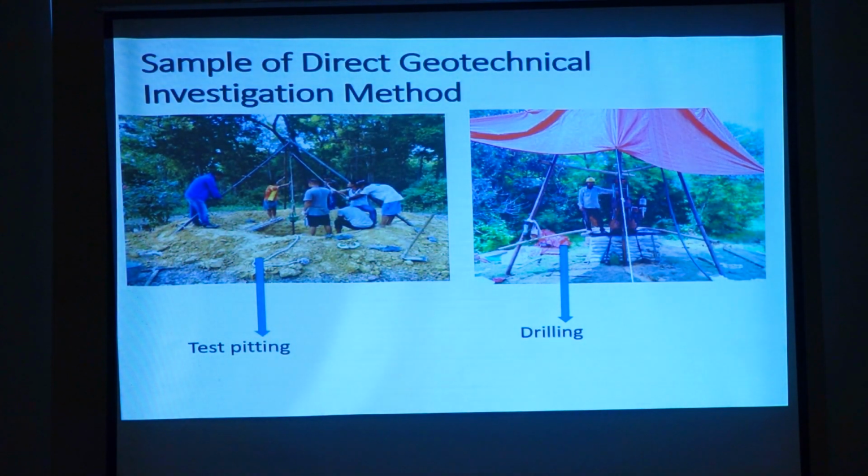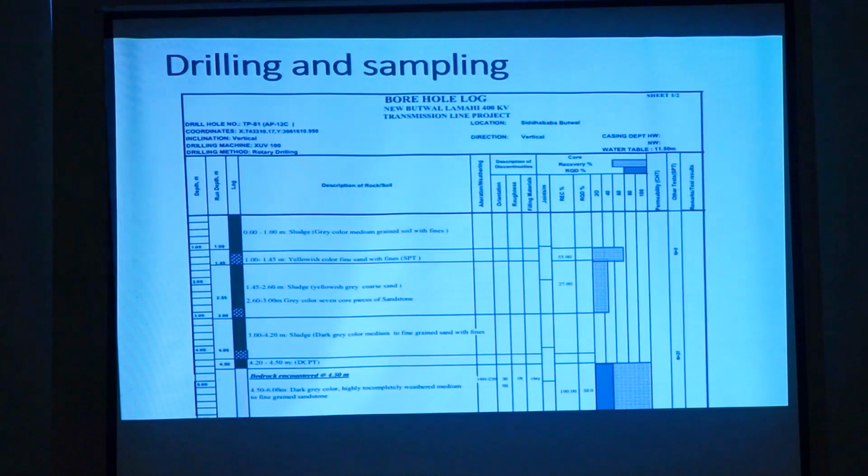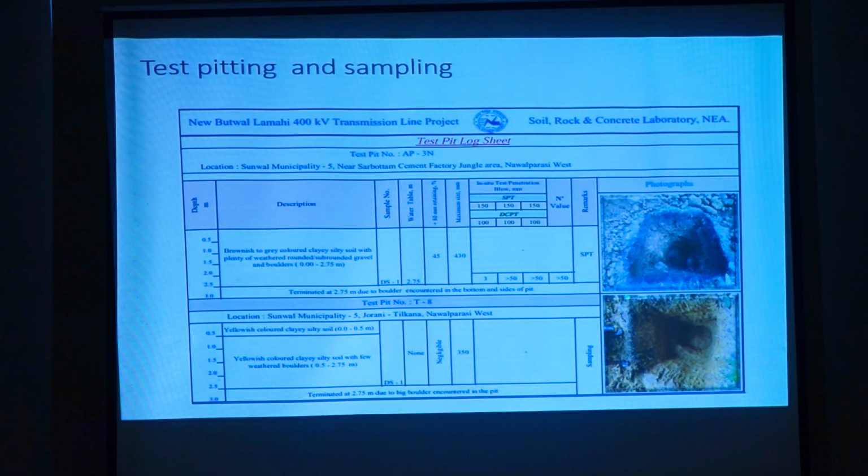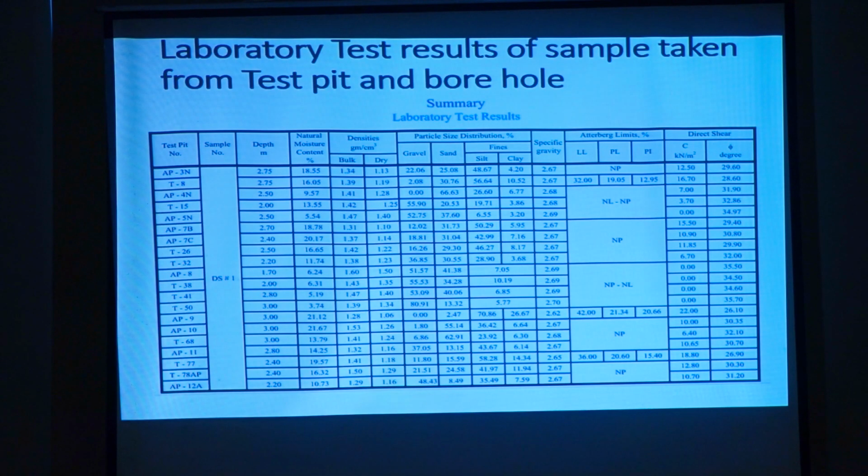This is just an example of the test pitting and drilling direct methodology. This is a sample of drilling and sampling. There is the SPT, and I have taken samples from this SPT test. This is a test pit sample, and I have taken soil samples by this method also. This is the format of our laboratory test: depth, natural moisture content, dry density, wet density, particle size analysis, specific gravity, and direct shear test were done. Among these values, I have taken C, fine content, dry density, and moisture content for my analysis.